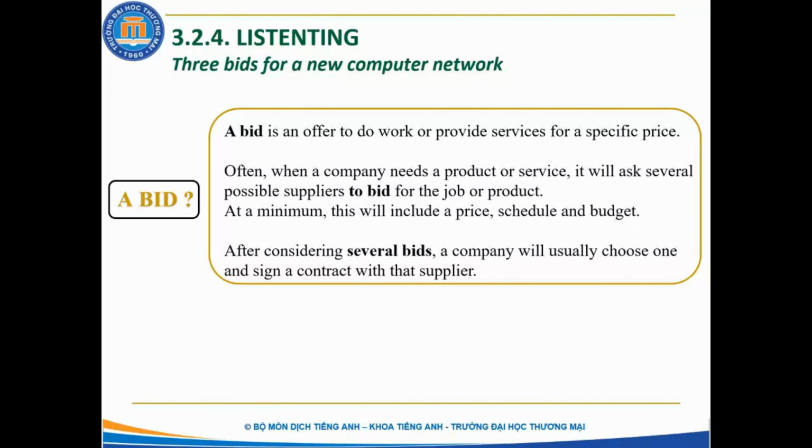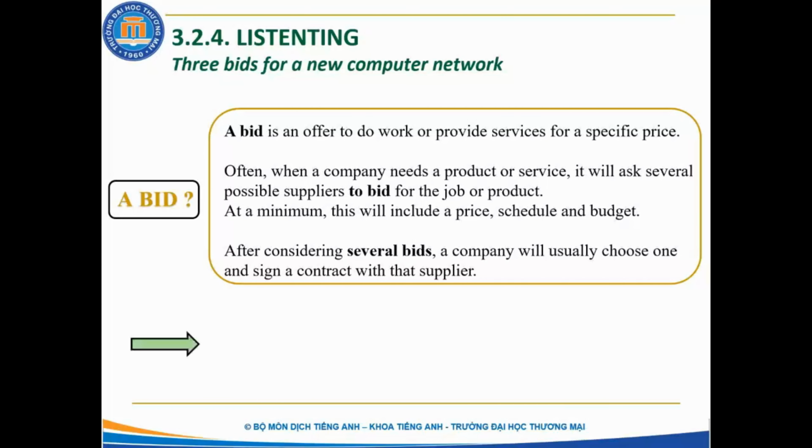As you can see on the screen, a bid is an offer to do work or provide services for specific prices. Often, when a company needs a product or services, it will ask several possible suppliers to bid for the job or product. At a minimum, this will include a price, schedule, and budget. After considering several bids, a company will usually choose one and sign a contract with that supplier.